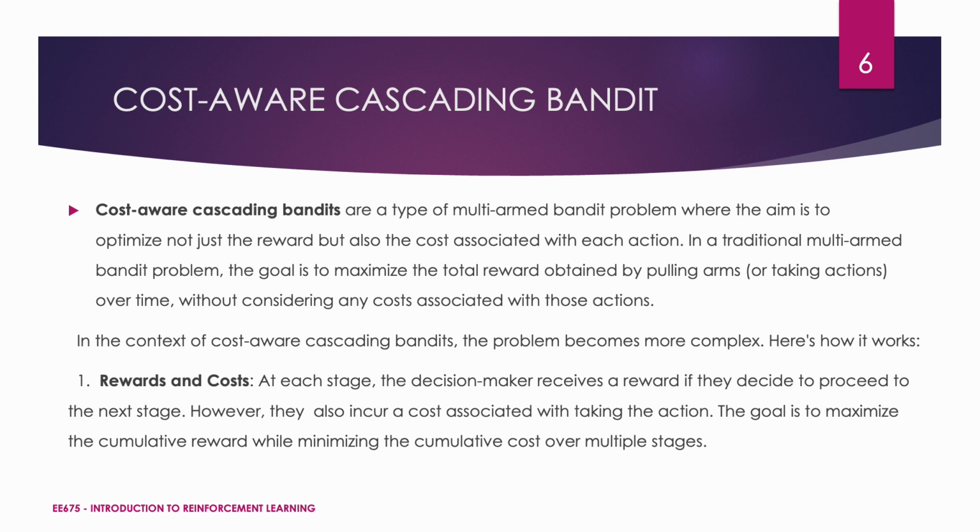Now let us break down the problem into 2 steps. Firstly, the decision makers receive rewards for advancing to the next stage, but they also incur a cost for taking actions. The overarching objective is to maximize the total reward while simultaneously minimizing the total cost, which is incurred through multiple stages. Now, this dynamic optimization problem requires balancing the trade off between rewards and costs at each decision point.